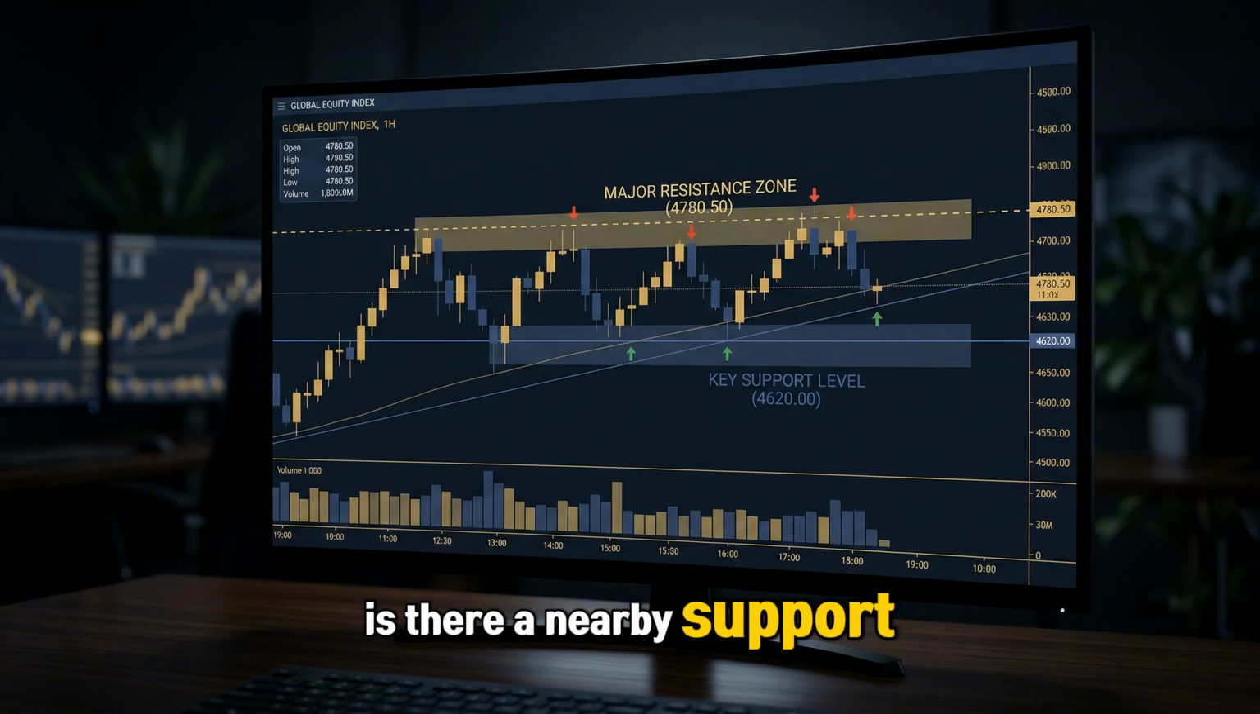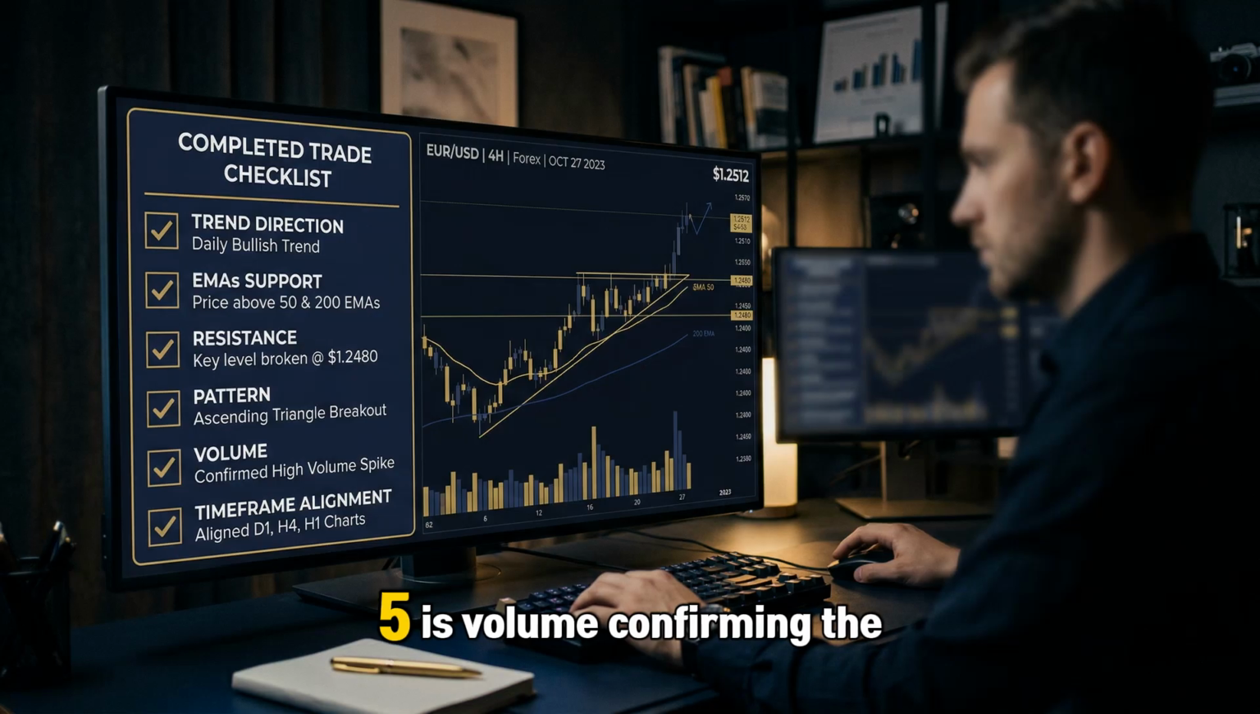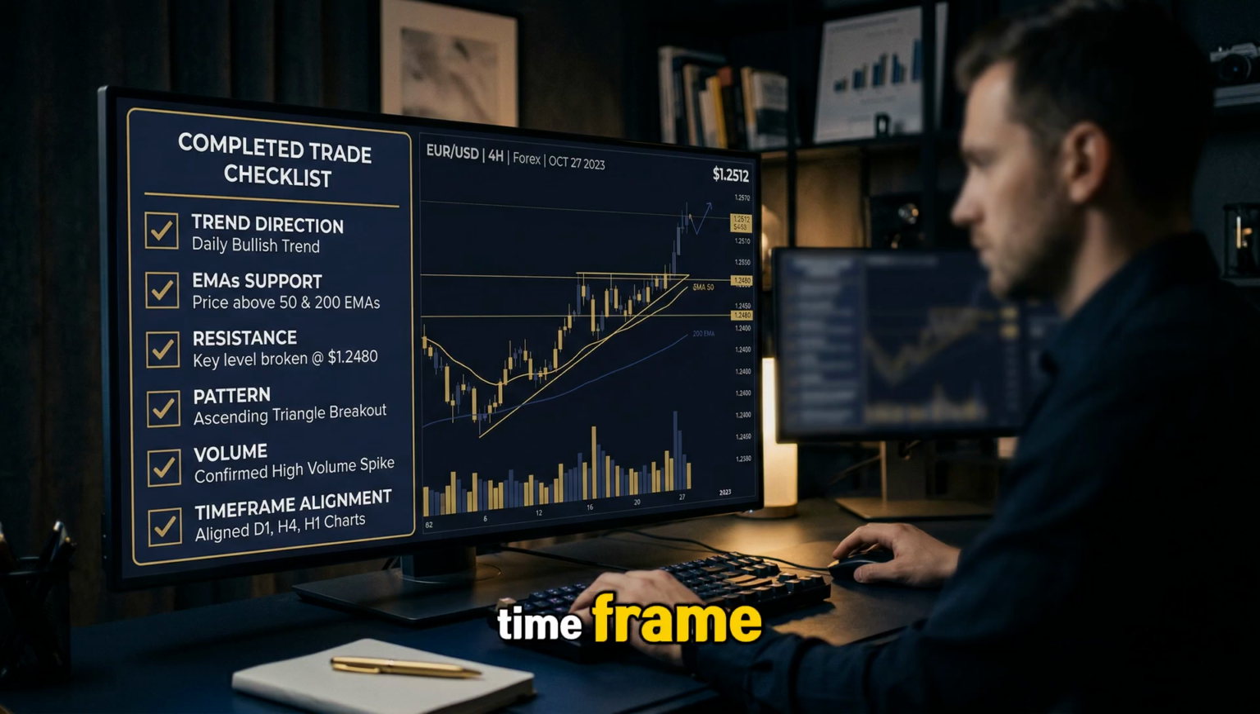Three, is there a nearby support or resistance level that matters? Four, what candlestick pattern or price action signal am I seeing at this level? Five, is volume confirming the move? Six, does the intraday time frame align with the daily direction? If you can check most of those boxes, you have a high quality trade setup.